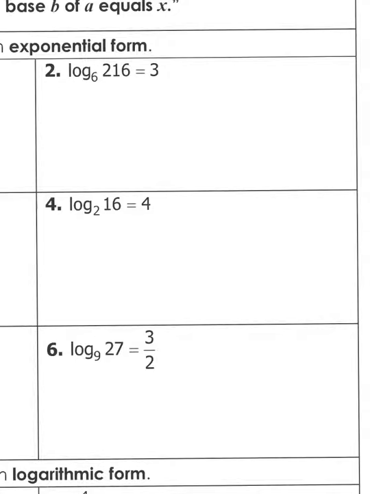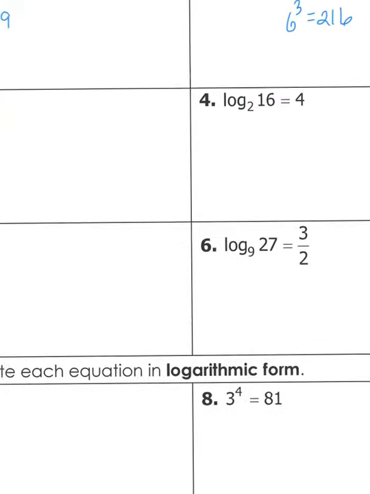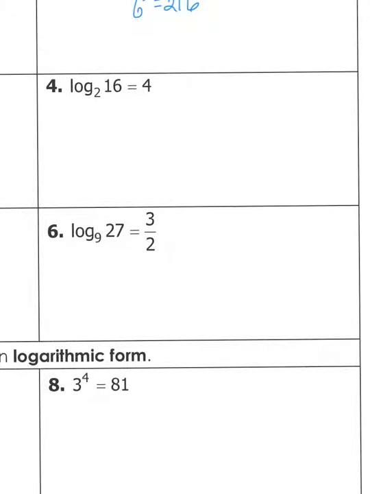All right, so for number 2, you're going to take the 6 and then switch these two. So 6 to the third is equal to 216. For number 3, I'm going to take the base of 7, and you're going to switch these two. So 7 to the 0 power is equal to 1. You might think that there's something wrong with that, but remember, anything to the 0 power is 1. And then number 4, take the base of 2 and switch these. 2 to the 4th is equal to 16.